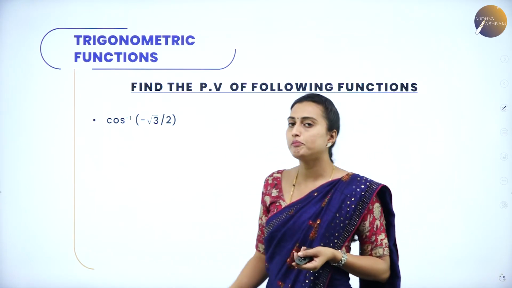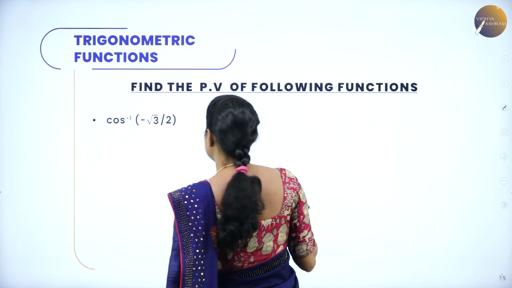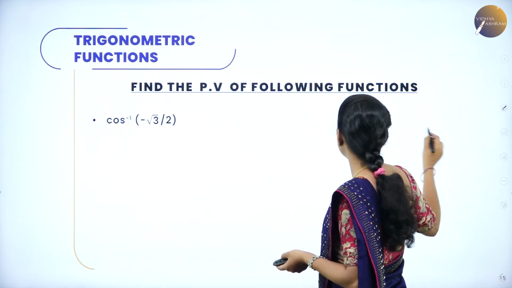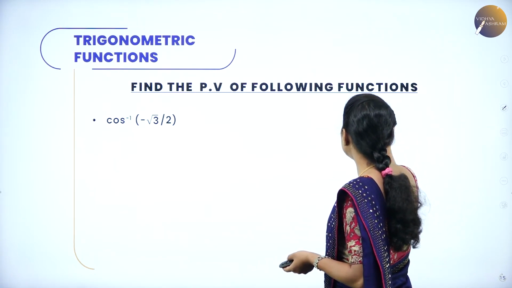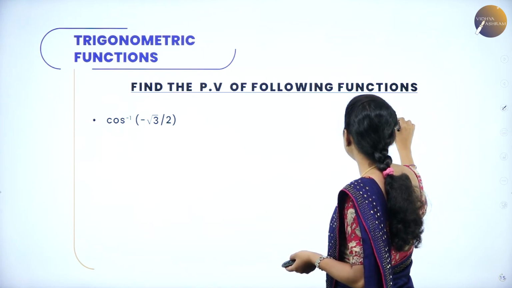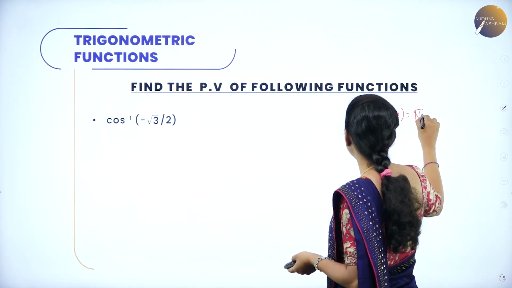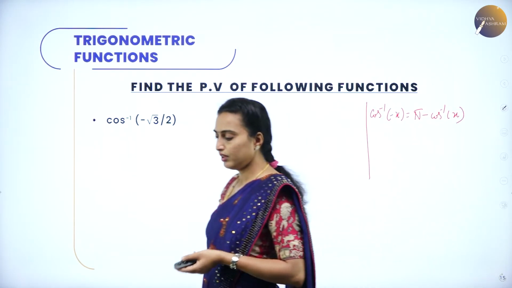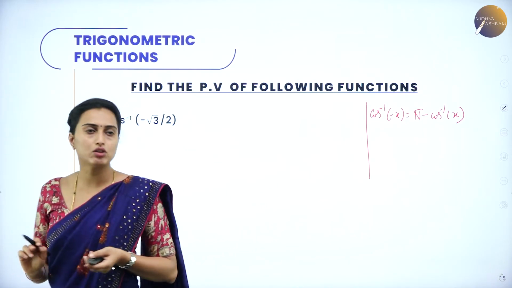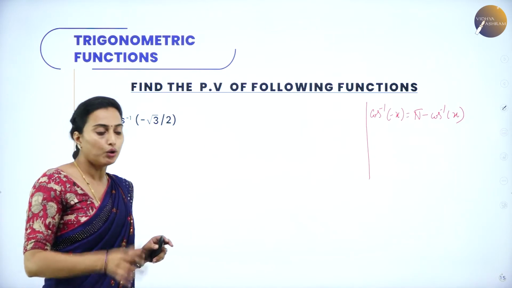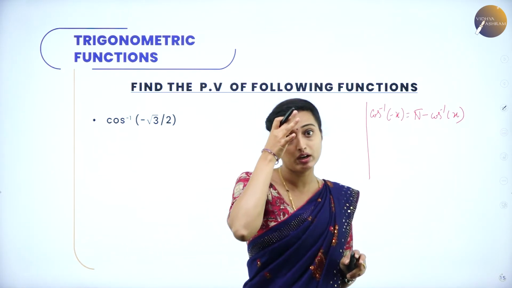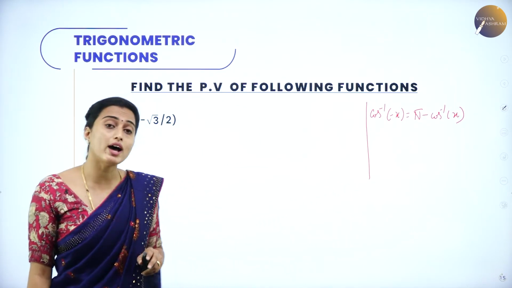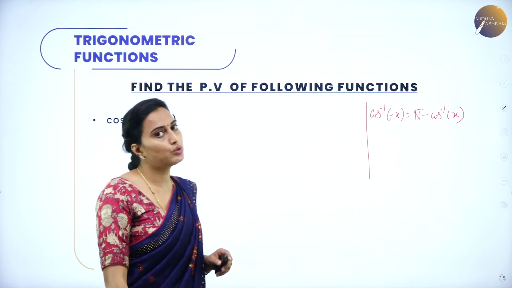Next, we'll be moving on to cos inverse of minus root 3 by 2. What is cos inverse of minus root 3 by 2? It is nothing but, just now we have proved the property. I am going to write that property here: cos inverse of minus x is pi minus cos inverse x. Correct? This is what we have proved. So, therefore, here accordingly, x is root 3 by 2. Where does root 3 by 2 stand? In cos 30 degrees. It is root 3 by 2.